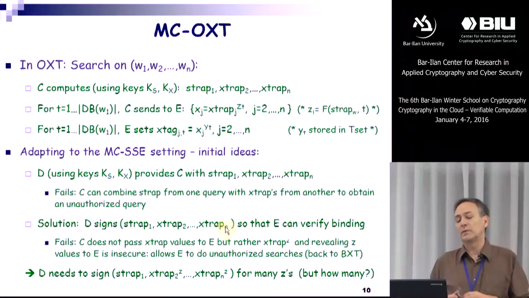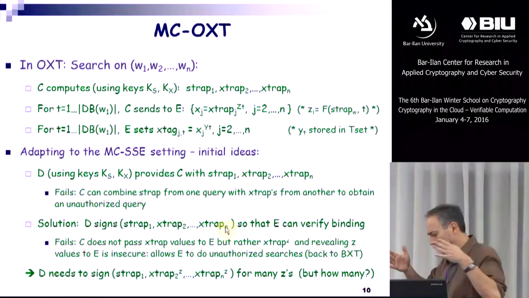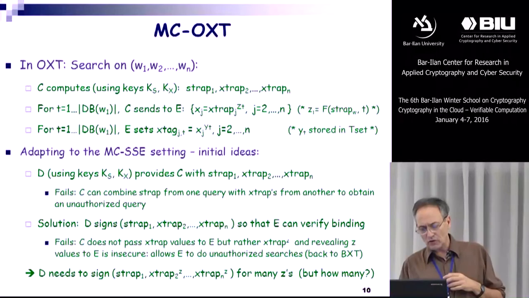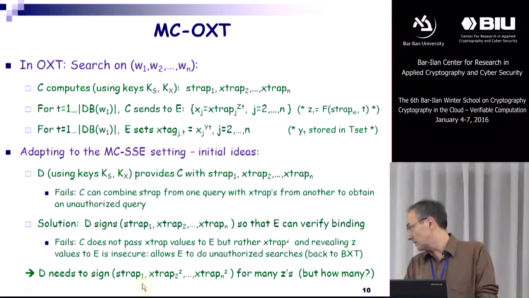The problem is that in the actual OXT, there is not just one set of stag and xtraps, but it's a set that is raised to the power of z, so it's a long sequence of these things. So the question is, if you look at what the client actually needs to send, he needs to send something like this: xtrap 1 to the z up to xtrap n to the z, and this for many z's.